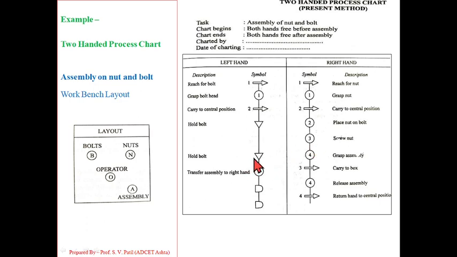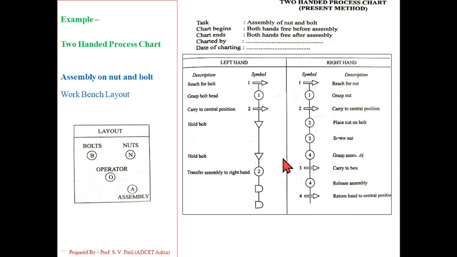Now the head of the bolt is secured by the left hand, so I use that inverted triangle as a symbol. Once that assembly is completed, the right hand will secure that assembly, which is indicated by this hollow circle. We are using this hollow circle for the 4th time, that's why the number is a 4. Now the assembly is ready, and that is in the right hand.